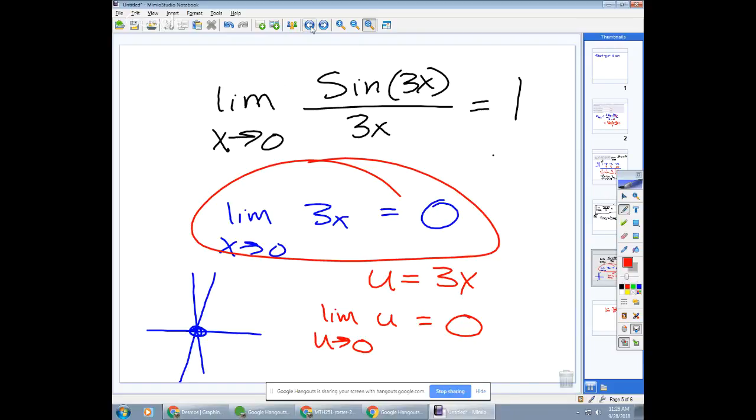So if from now on you see anything that looks like the sine of x over x, you're thinking, I got this, I've done this one before. So I'm going to give you another variation of this.